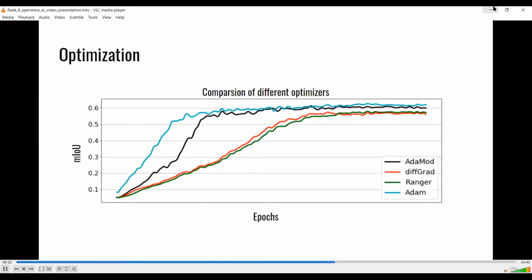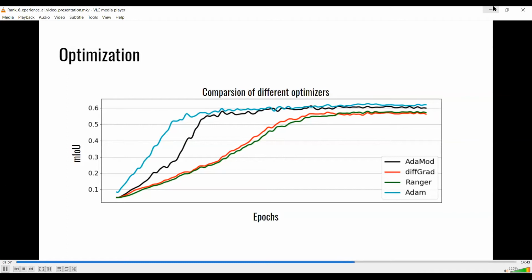Also today we have plenty of different optimizers to train our models. The widespread choice is Adam, but there is also its modification called AdaMod and other options, such as DiffGrad, Ranger, and so on. We tried the mentioned ones, and the results can be seen on the slide. You can see that the behavior of models with different optimizers isn't the same. Models with Adam and AdaMod tend to reach their plateau much faster, and models with DiffGrad and Ranger are slower.